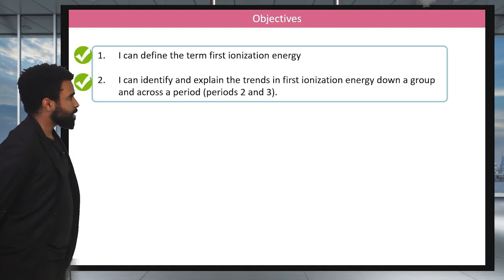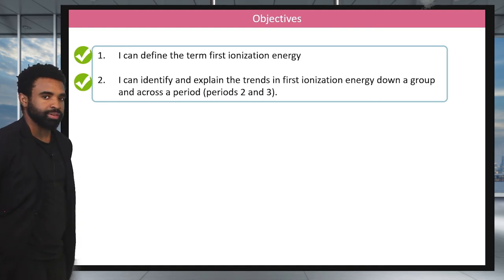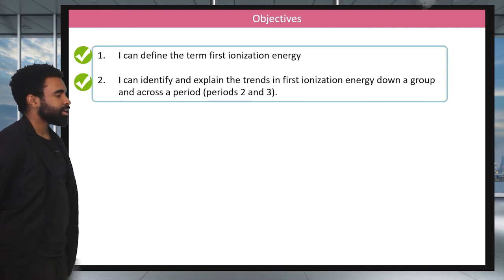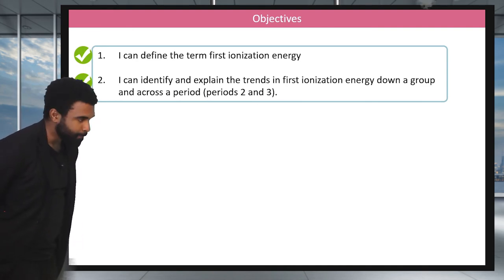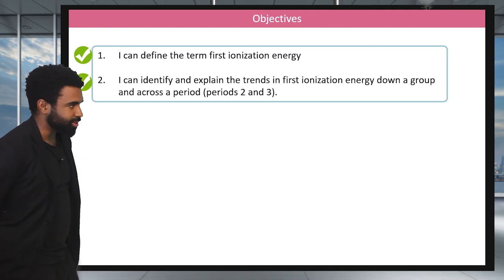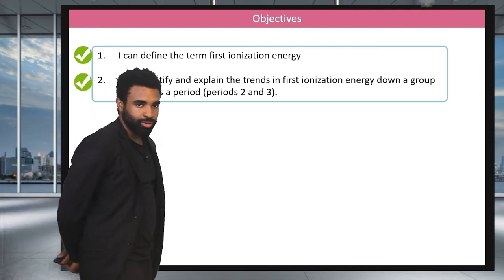Okay, so now I think we are done with being able to identify and explain the trends in first ionization energy down groups and across periods. And you might need to do a bit more practice on this one. And I will leave you to do that.